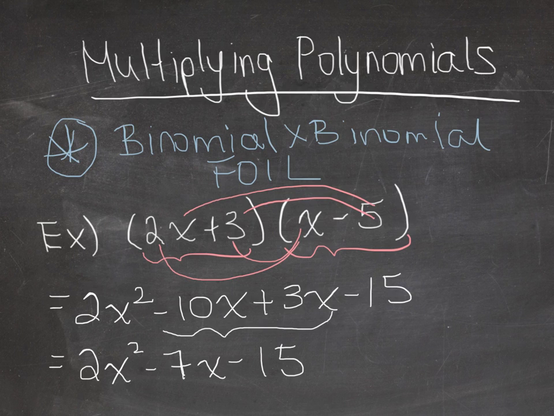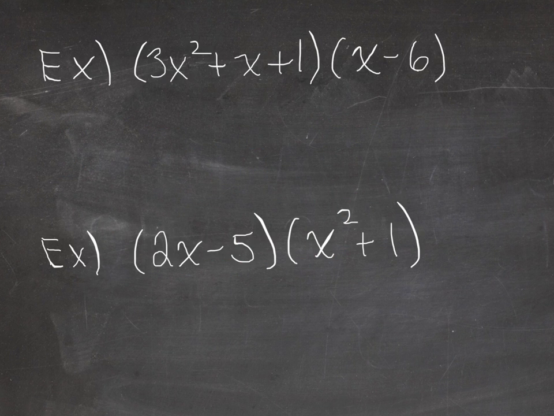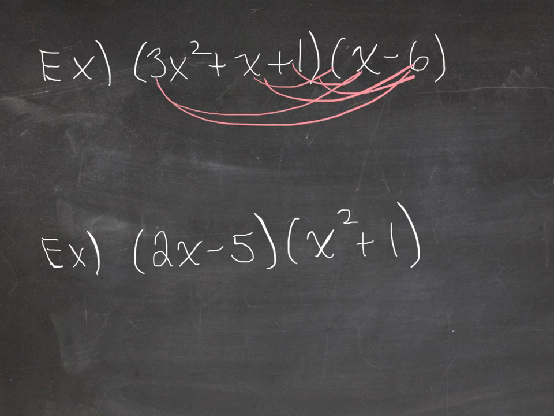Let's look at another example. In this one I have a trinomial times a binomial, so it's not quite FOIL, but I just have to remember to multiply every term in the first polynomial by every term in the second one. So I have to multiply the 3x squared by the x and the negative 6, and then I'll have to do the same thing with the x from this one, multiply it by both those, and then the 1.